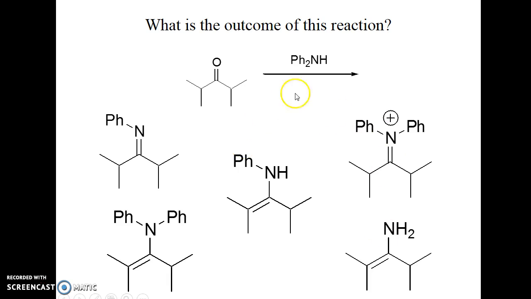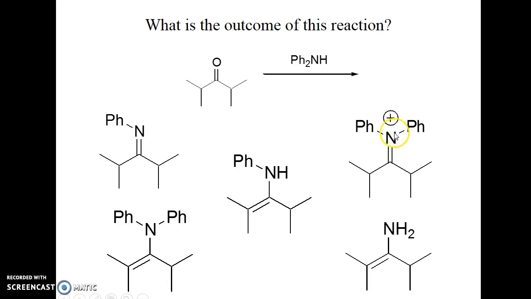What's the outcome of this reaction? Well, this is a secondary. I'll let you go ahead and figure this out. This is a secondary amine. Secondary amines are going to give us enamines with a ketone. So let's look around for an enamine. That's an amine. That's an enamine. This is an enamine.